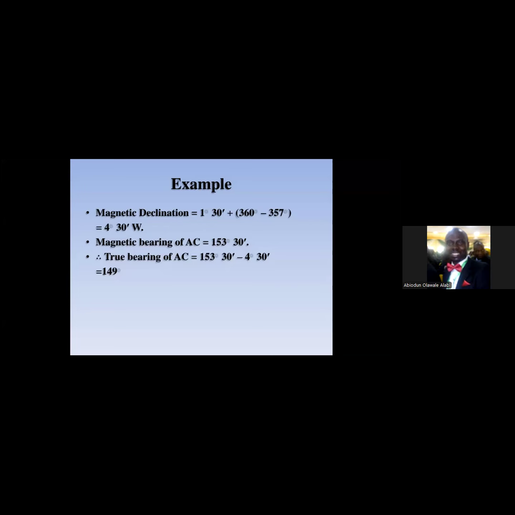Then the magnetic bearing of AC is 153 degrees 30 minutes. What is the true bearing of AC? The true bearing of AC will be the magnetic bearing minus 4 degrees 30 minutes west. Don't forget, when it is true bearing, the declination will always be negative, and that is what happens here. I hope this is clear. Yes, sir.